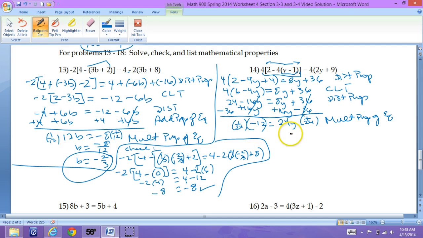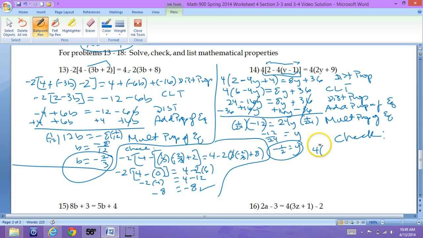Because we want to isolate y, so we get y equals what? We got y equals negative 12 over 24, which actually simplifies to negative 1 over 2. Now way back up here I used the addition property, so I don't want to forget that. So now I have y equals 1/2, I think. So now we're going to check it.